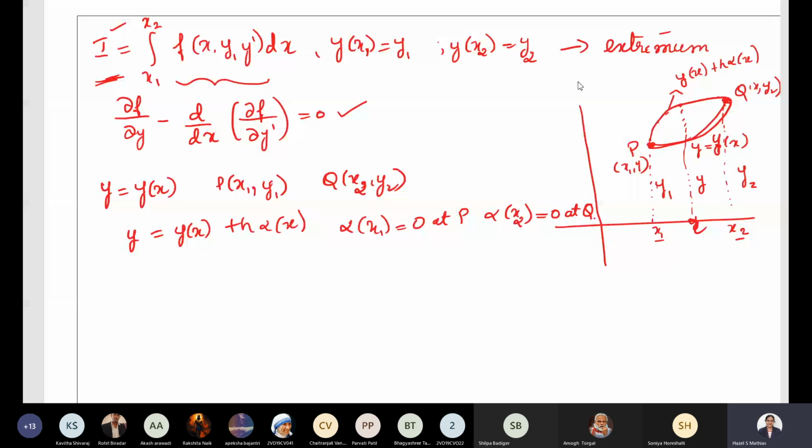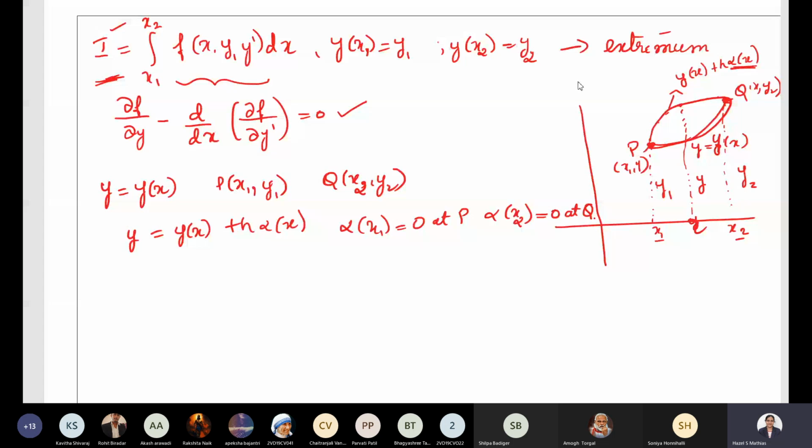H times alpha x is a slight increment. We have considered this curve as the neighboring curve of this. It also passes through the points P and Q. Suppose this curve passes through the points P and Q, then at the point P, alpha x1 must be equal to 0, and at the point Q, alpha x2 must be equal to 0, because this curve also passes through the points which is same as y equal to y of x.